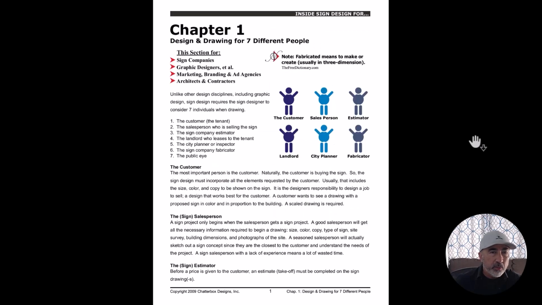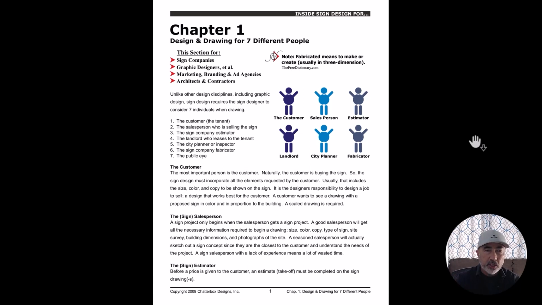So let's go to chapter 1. Chapter 1, design and drawing for 7 different people. Now, this is what I was talking about regarding the number of people that you're going to be drawing for as a sign designer. Why is this important? When you see my drawings and my layouts and how I do stuff, what I've learned to do is cut out all the stuff that does not need to be on the drawing, which will waste your time if you add it.